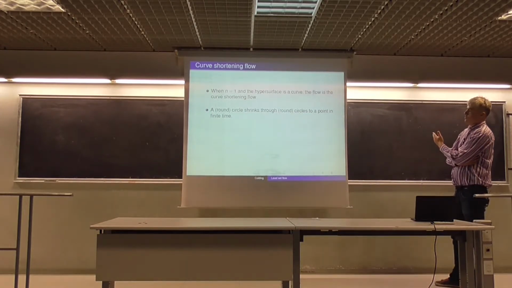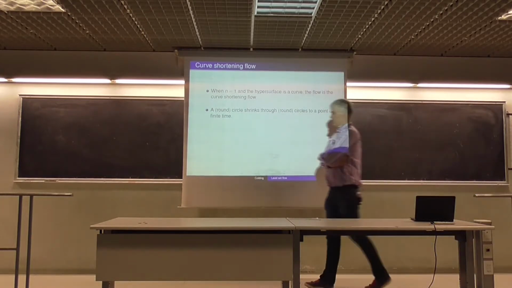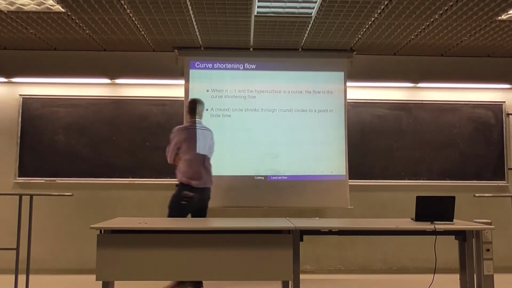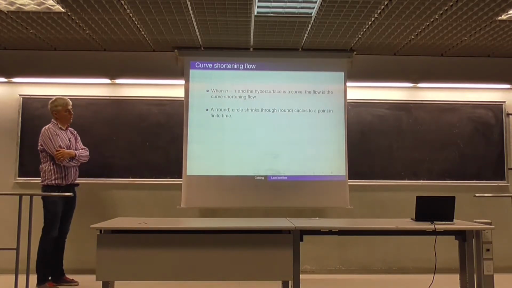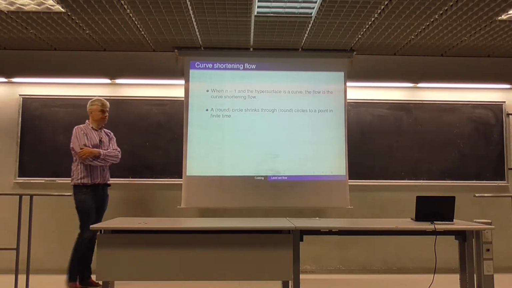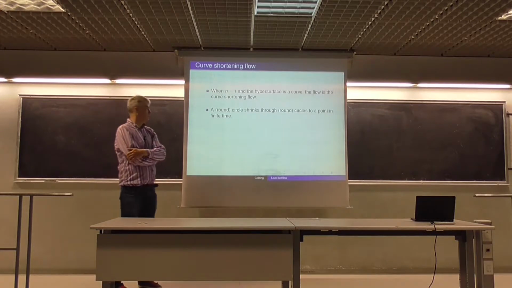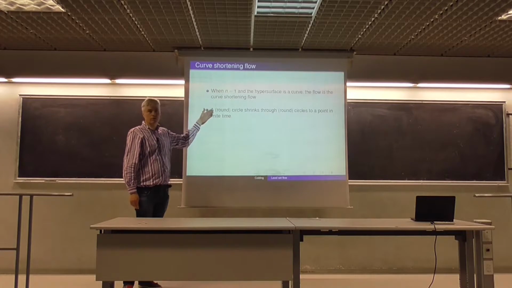So as an example, if you take a round circle in the plane and you flow it by the curve shortening flow, then under the flow it remains round. And if you're looking at the radius as a function of time, then it satisfies an ODE. If you solve that ODE, you would see that in finite time, this round circle becomes extinct in a point, okay?